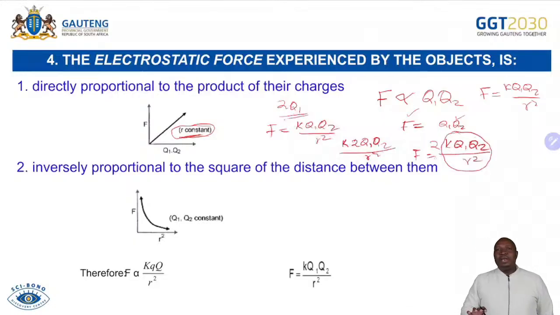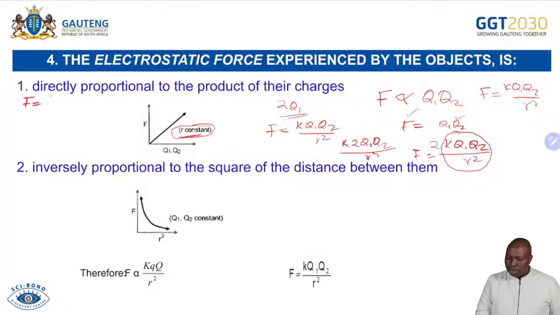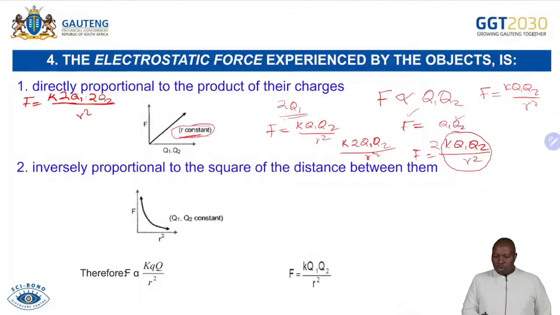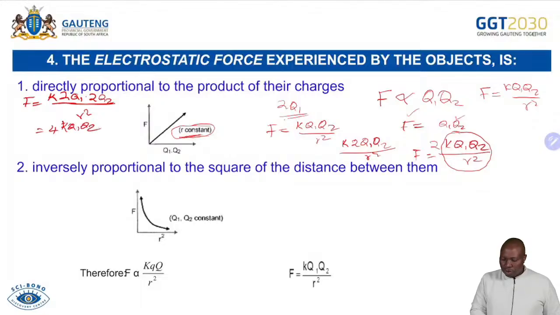But now, what will happen if we double both charges? The same will happen. You will say, okay, F equals k. We're doubling both charges, so you'll say 2Q1 multiplied by 2Q2, because we have doubled all of them, over r squared. And 2 times 2 is 4, so we can take out the 4 there. You will have F equals 4kQ1Q2 over r squared.